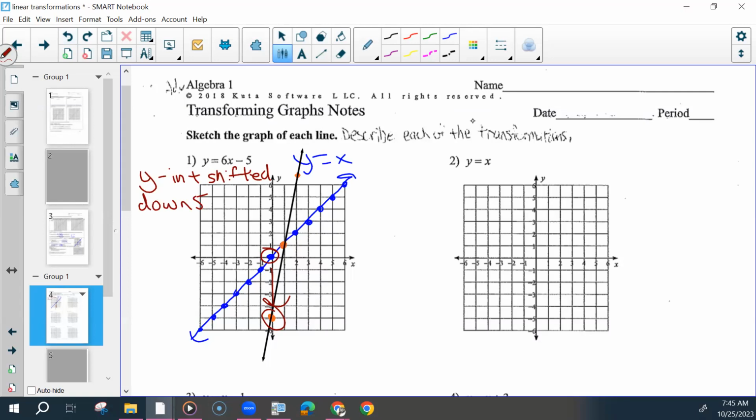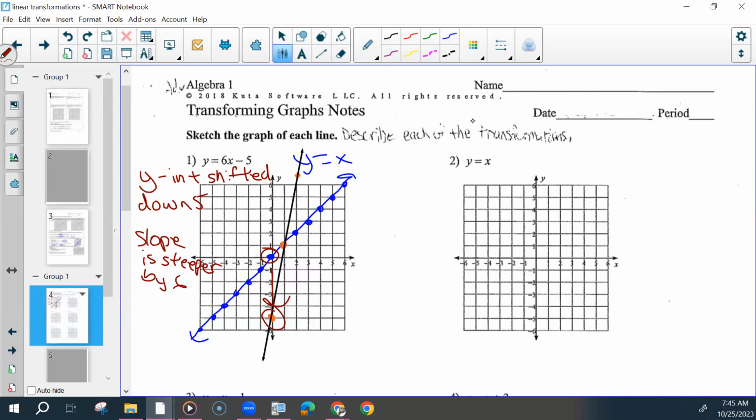What else? What is steeper? The slope is steeper by how much? 6. Or you can say the slope is 6 times as steep. Either or. Did this one reflect? No, it's not a negative.